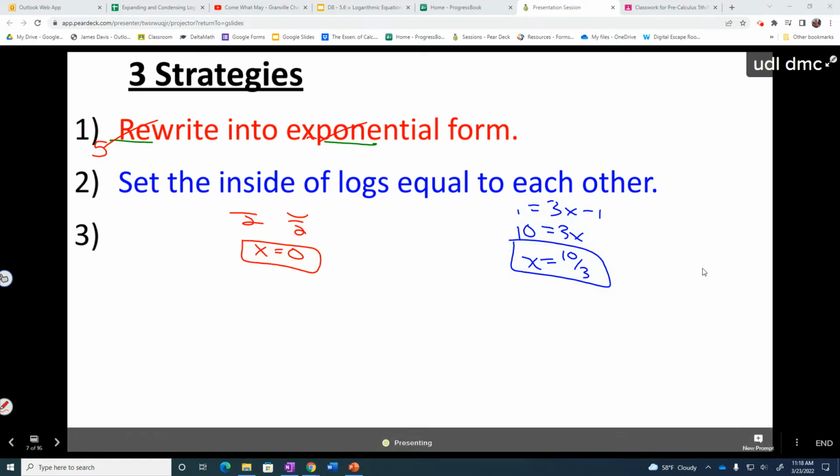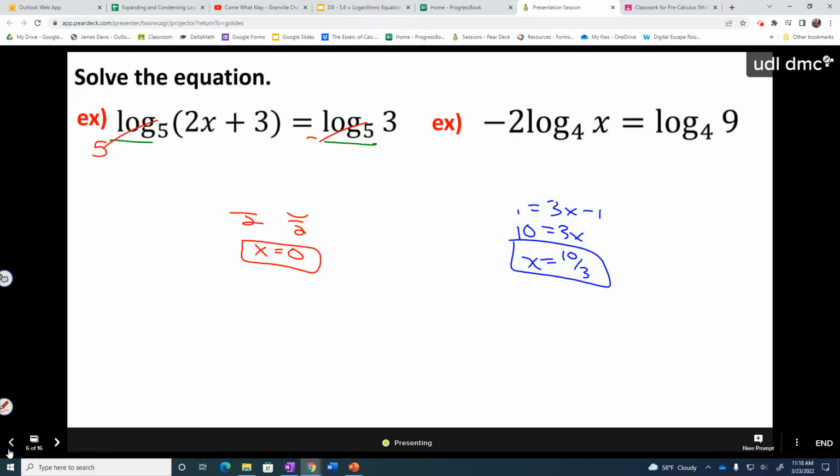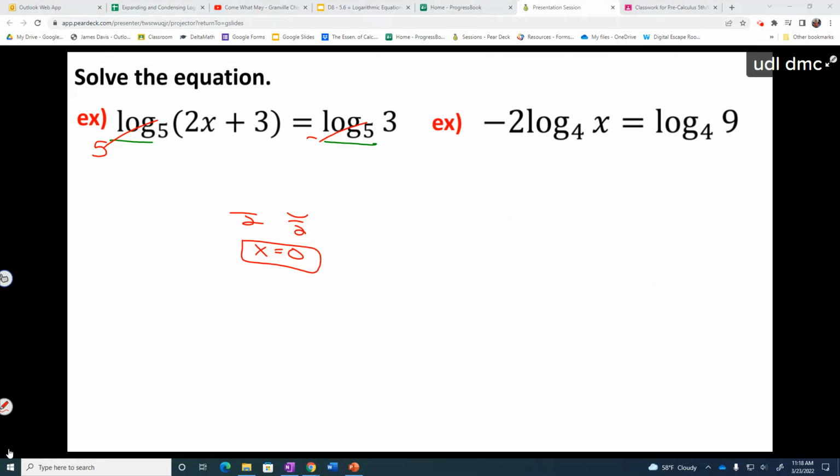Now this only works in certain scenarios where you have the same log base on each side. Okay, so let's try another, a little bit harder version of that. We'll solve this one here now. So we almost have the same scenario. We got a log 5 here, a log 5 here, we got a log 4 and a log 4. The only difference is these didn't have a number there, right? This one does have a number. Which we got to get rid of somehow before we're allowed to set the insides equal. What can we do to get rid of that -2?